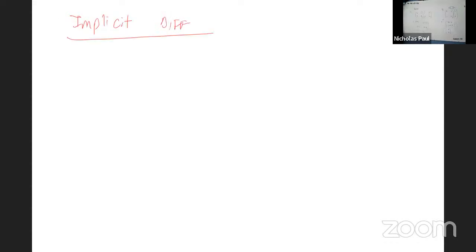Implicit differentiation, right? So for functions, change my ways order. I started right good. And I start to write.